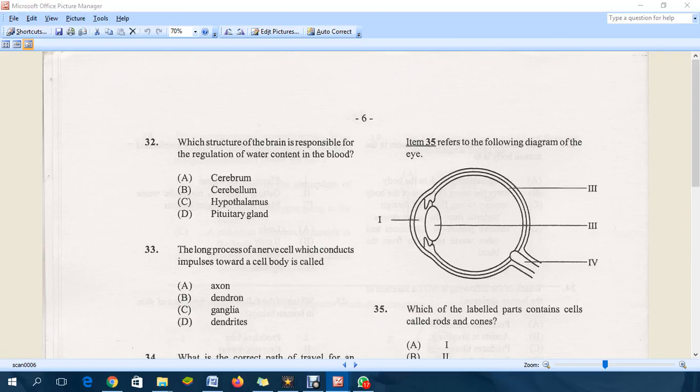Hello, once again, let's continue with the 2009 specimen. We are now at question 32.